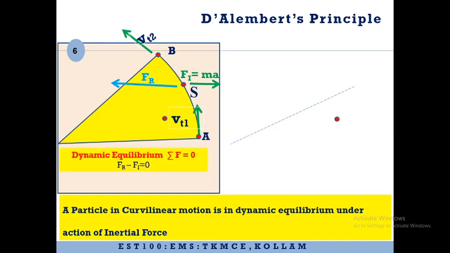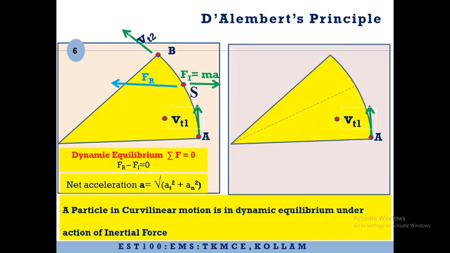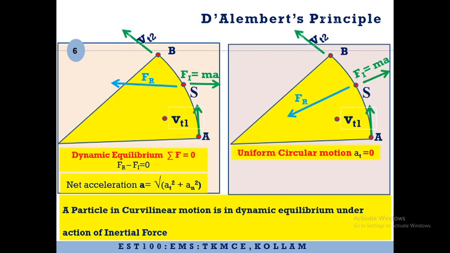is the equation for dynamic equilibrium, and here A will be the net acceleration, that is square root of at square plus an square. Now if we consider a body which is undergoing a circular motion, in that case there is only normal acceleration for the body, and here the inertial force will be directed opposite to the normal acceleration. So here A will be equal to the centripetal acceleration of the body.